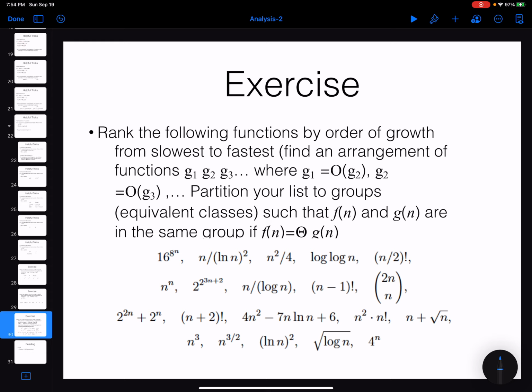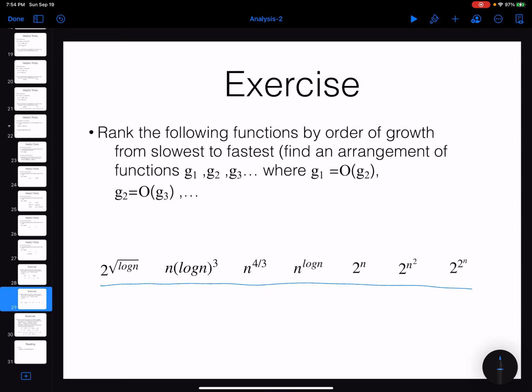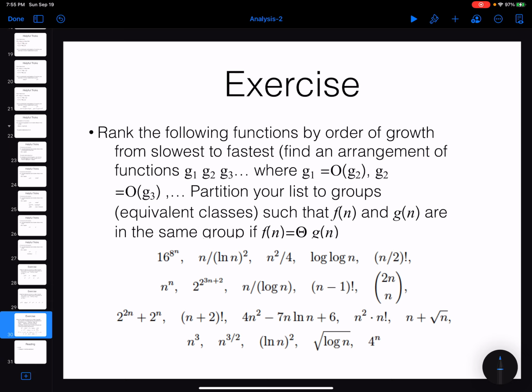I have one more exercise for you that I'm not going to solve here. You can try to solve it. In the previous example that I showed you, none of these functions are in the same growth rate class, so there is no theta relation between any of these. But in the last one, this is an exercise from your actual textbook, CLRS, some of them are going to be in the same class.